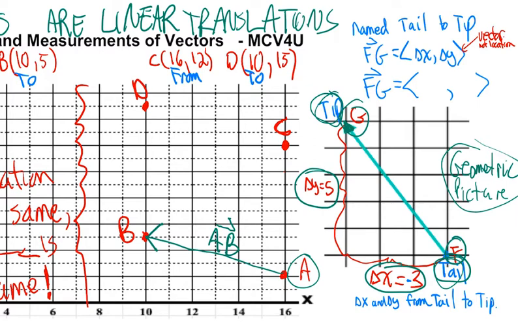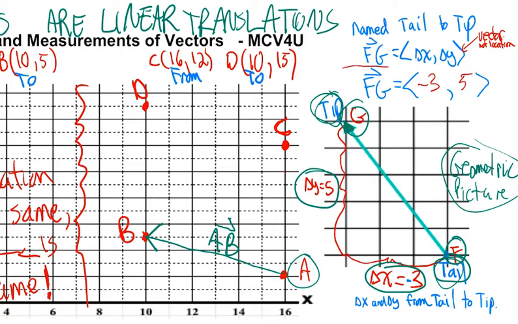So, and again, it's always from tail to tip. So delta x is 3, so I moved to the left by 3. Then what I did is I moved 1, 2, 3, 4, 5 up. Delta y is positive 5. So I would write that as delta x is negative 3 and delta y is 5.